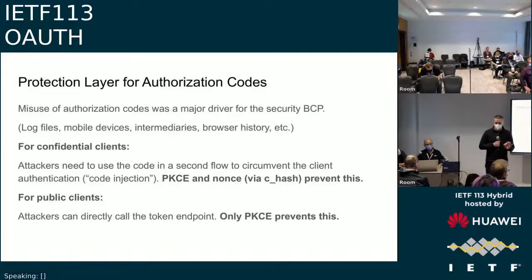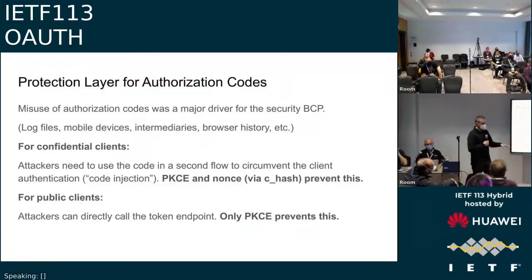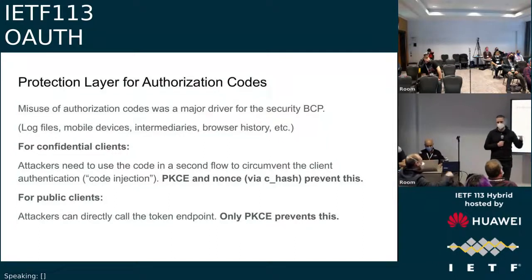The attacker only has to do that when we're talking about confidential clients, because for public clients, there's an easy attack. Now, the thing is, if you have confidential clients and you do this code injection attack, both Pixie and nonce prevent this attack. If you have a public client, no client authentication, and the attacker can go directly to the token endpoint, then only Pixie can prevent this attack, because the attacker would have to provide a code verifier, which he cannot know.